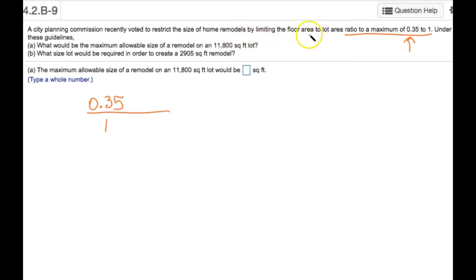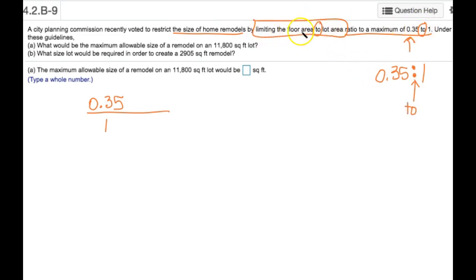So we want to read this carefully and understand what the ratio is talking about. We're talking about the size of home remodels, and here is the wording that goes with the ratio itself. We're limiting the floor area to lot area. So when you see that "to," over here it's written out as the word "to," but it might be a colon if they had it written like 0.35:1. That's how this is spoken, as the word "to." So that's kind of the key to look for.